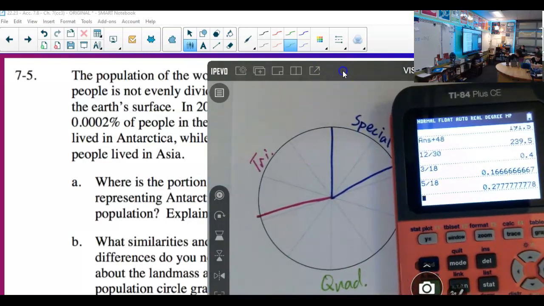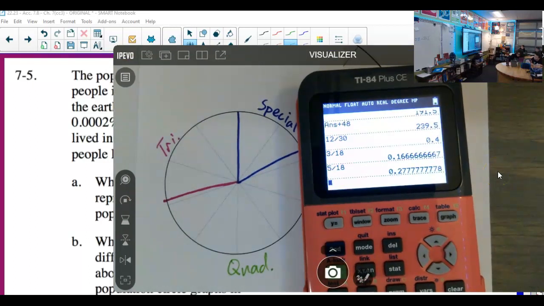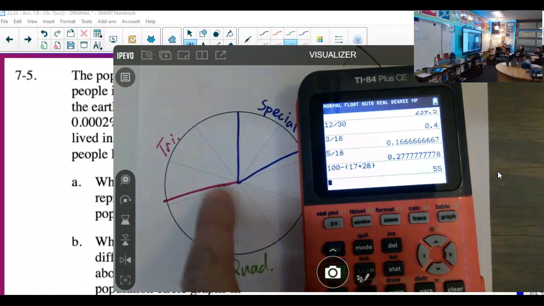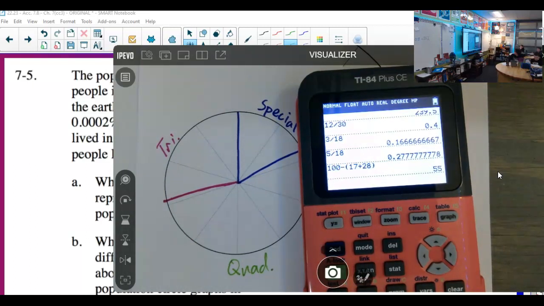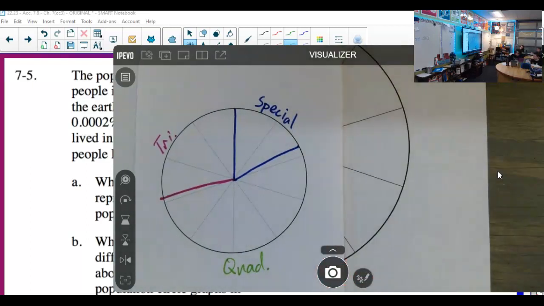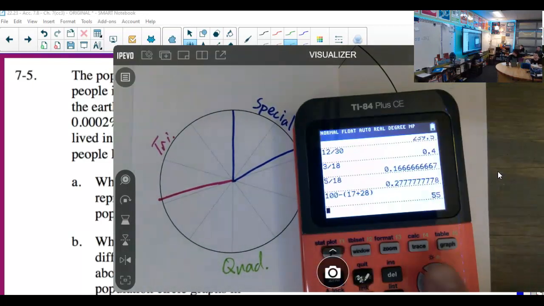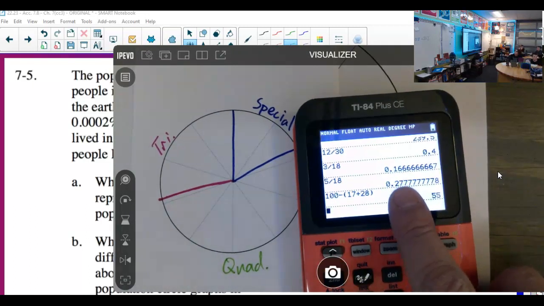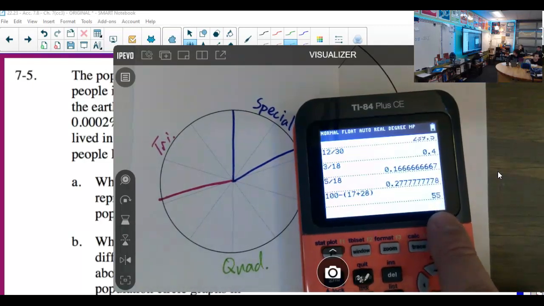And then our quadrilaterals are going to get everything that's left over. So then we could do 100 minus, I guess we said 17 plus 28, although both of those rounded up, honestly. So about 55%, which makes sense because this looks to be a little over half, right? It's about 55%. So we had about 17% for our special shapes, 28 for triangles, and 55 for quadrilaterals.